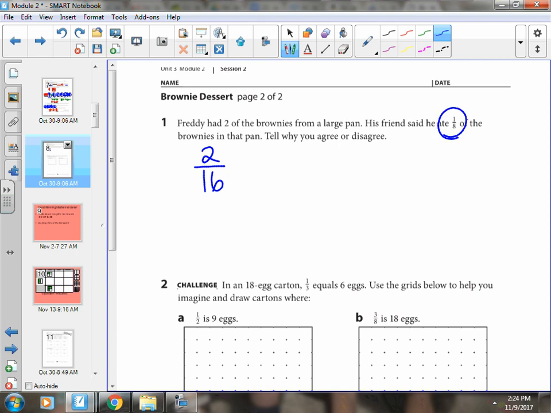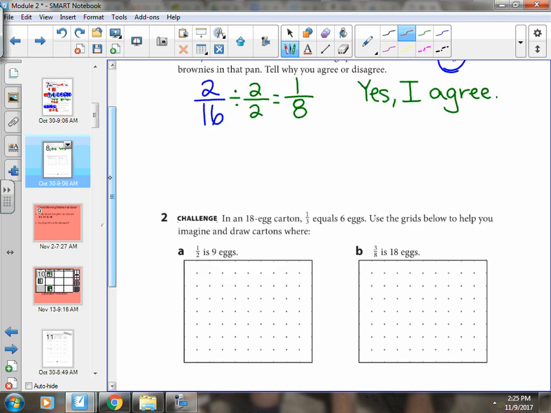Is 2/16 the same thing as 1/8? Well, if you cut the numerator in half and cut the denominator in half, you see that 2/16 is the same thing as 1/8. So I'm going to say, yes, I agree. And remember, if your brain is feeling a little fuzzy on fractions, it is always a good idea to draw a picture. So let me draw a large pan of brownies.